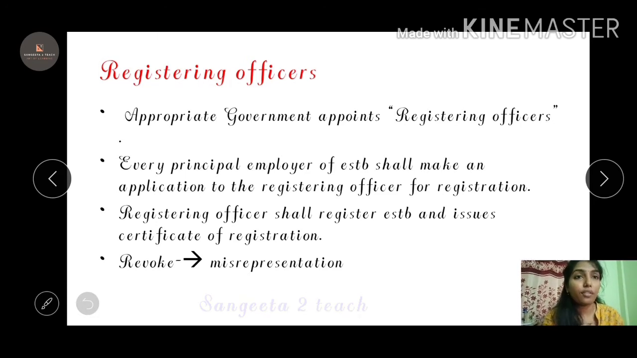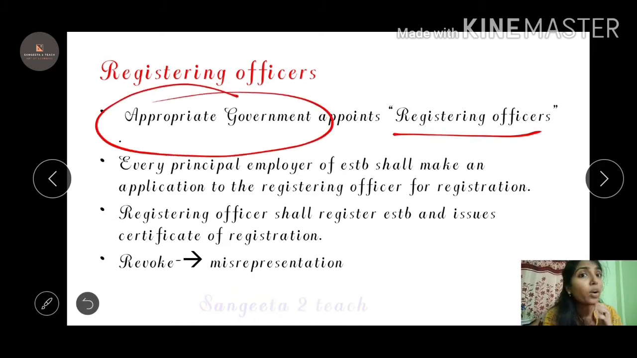Coming to the registering officers. See, why do you need a registering officer? You have to register your establishment, right? So in order to register your establishment, there has to be some person called a registering officer. Who appoints him? The appropriate government appoints him. What is an appropriate government? It can be a central government or a state government. Coming to the central government, it involves railways, oil and ports, mines, the major parts like oil and mines, and the railways come under the central, and all others come under the state government.